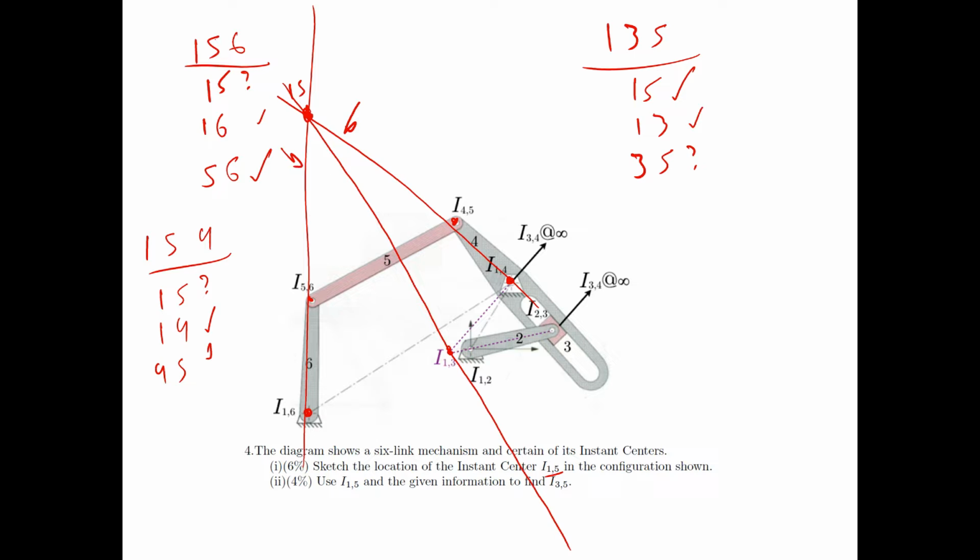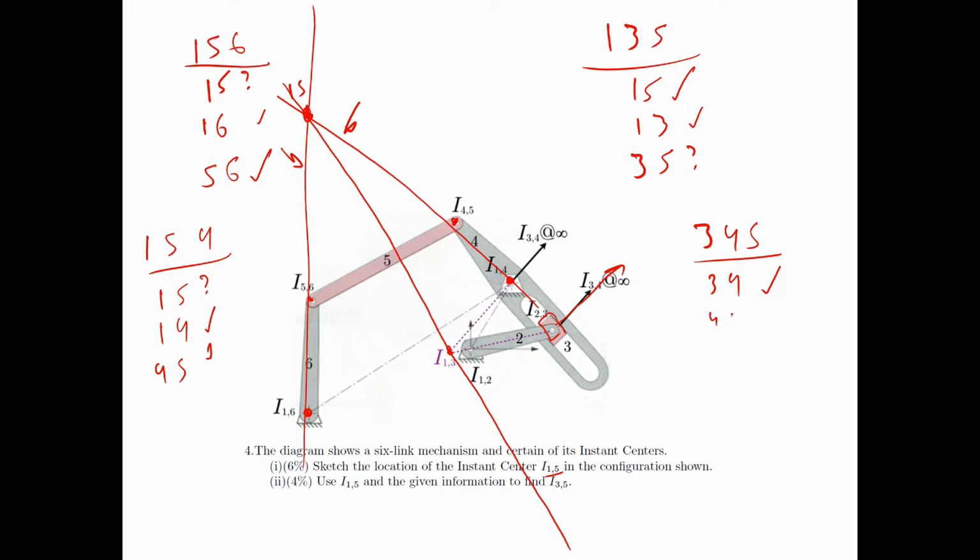We're given a lot of stuff about 3, 4 here. It's probably important. So let's look at 3, 4, 5. So 3, 4 is given. 3, 4 is between this slider and the link it's sliding with respect to. We know that's going to be perpendicular off at infinity land. So we know where that one is. It's off at infinity in that direction. 3, 5 is the one we want.